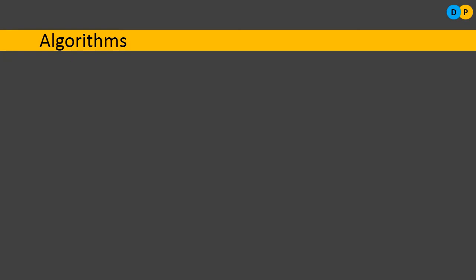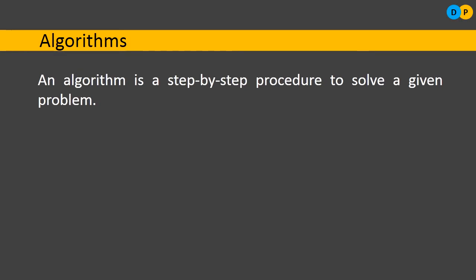So algorithm basically is a representation of a solution. So how are you going to represent the solution then? Instead of representing the solution in a complex way, the solution is represented in simple steps. So what is algorithm then? It is a step-by-step representation of a given problem. An algorithm is a step-by-step procedure to solve a given problem.